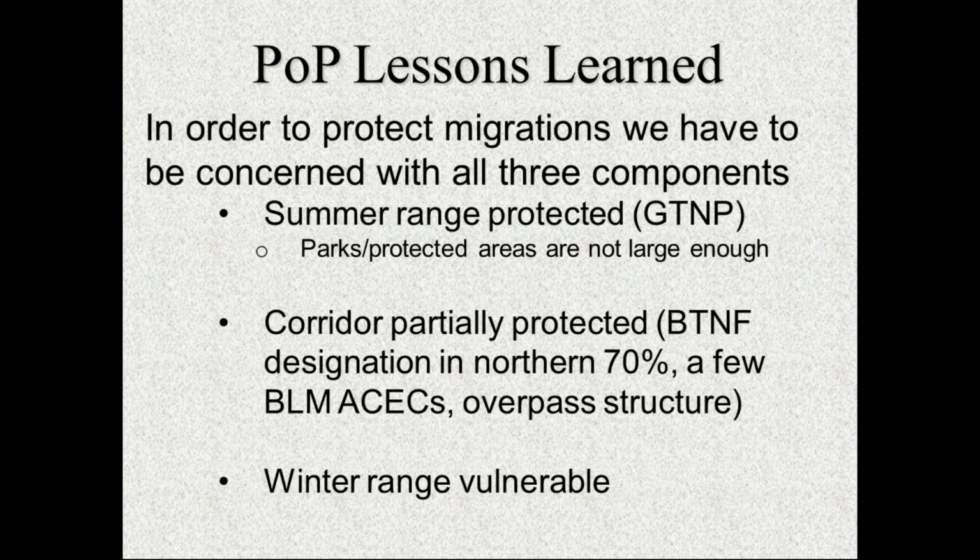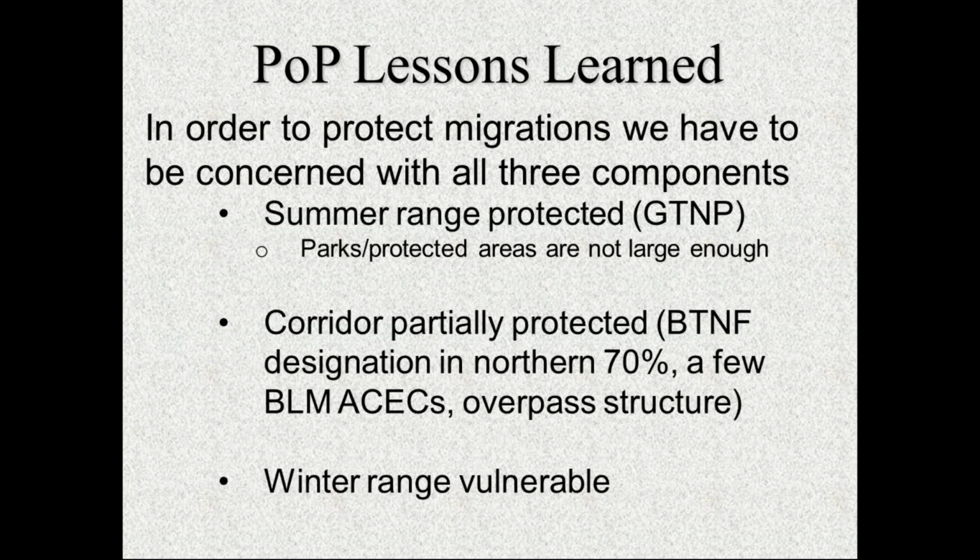So some of the lessons that we learned in protecting the Path of the Pronghorn is, first, in order to protect migration on the landscape, we have to be concerned with all 3 components. In the case of the Path of the Pronghorn, the summer range is well protected in Grand Teton National Park and the surrounding Bridger-Teton National Forest areas. But as we know, parks and protected areas are not large enough on their own, and particularly for an ecological phenomenon like long distance migration, what's happening outside of park boundaries is going to be really important to the long-term persistence of pronghorn inside the park.